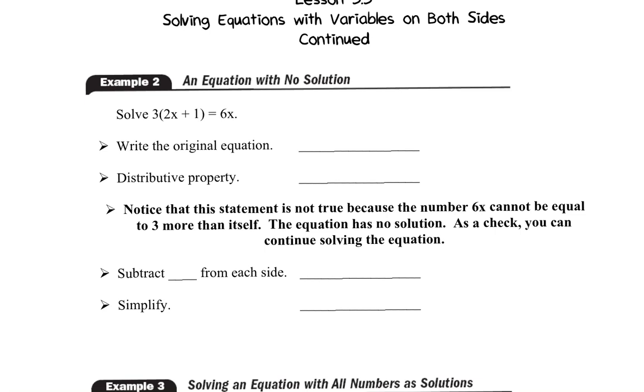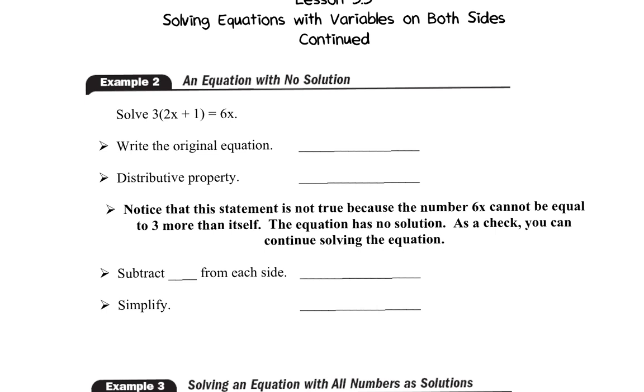All right, today we're going to do a continuation of lesson 3.3 where we're solving equations that have variables on both sides. So in our last lesson, we looked at equations that had variables on either side and we solved them by still isolating the variable, getting x by itself. And we talked about how to do that.